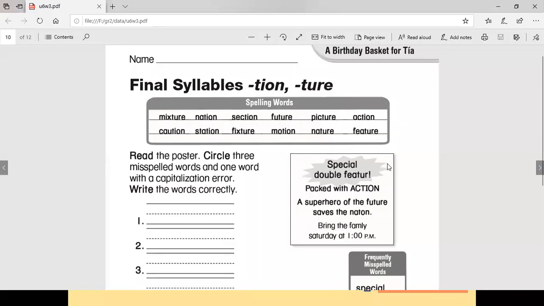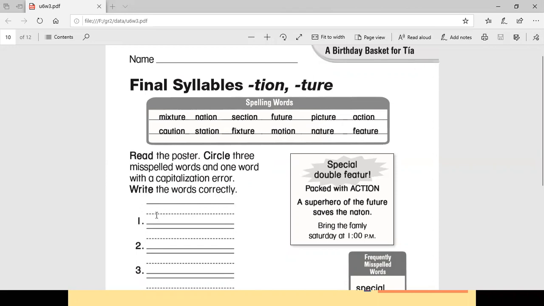Now open page 514. Okay. Read the poster. Circle 3 misspelled words and 1 word with a capitalization error. Write the words correctly. Here we go. Special double feature. Feature is a wrong word.